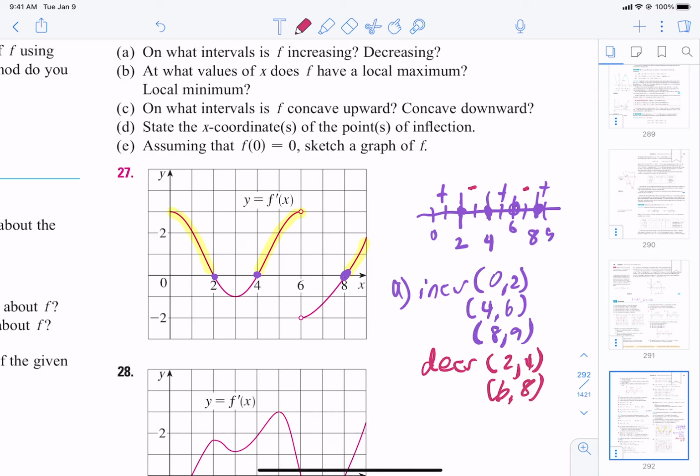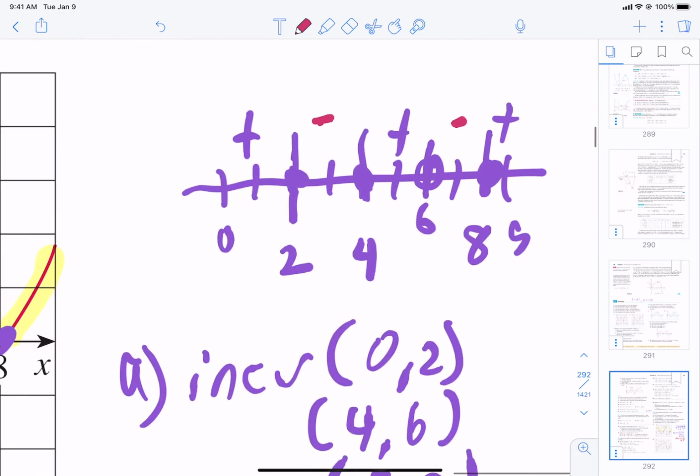Okay. Now, local mins or max. Don't use the graph anymore. Use the plus minus chart we have created. If a point goes from increasing to decreasing, then it's going to be a local max. So if we look at 2 here, it was increasing to decreasing. So this is a local max. Well, what do we know about 4? Well, it was decreasing then increasing. So that is a local min.